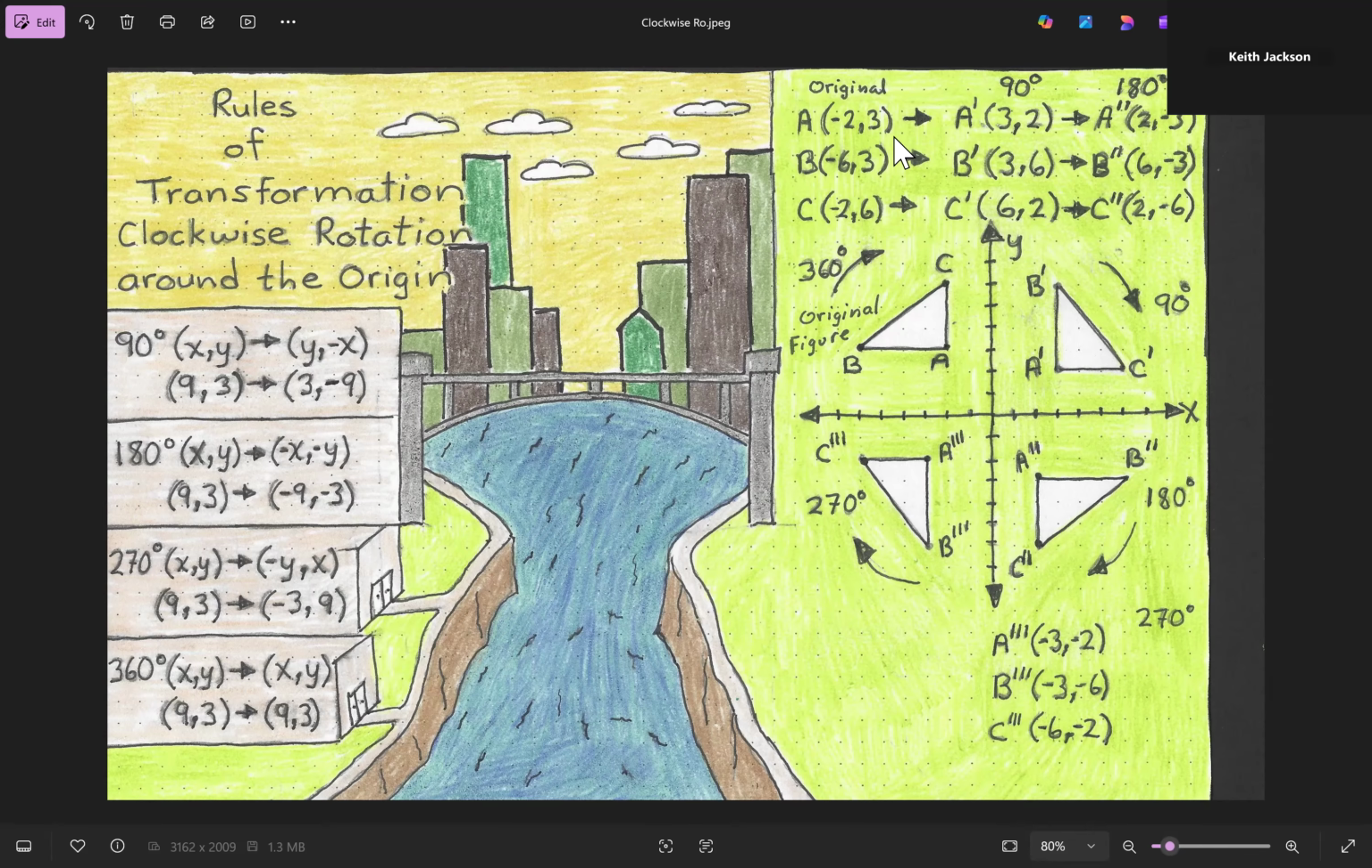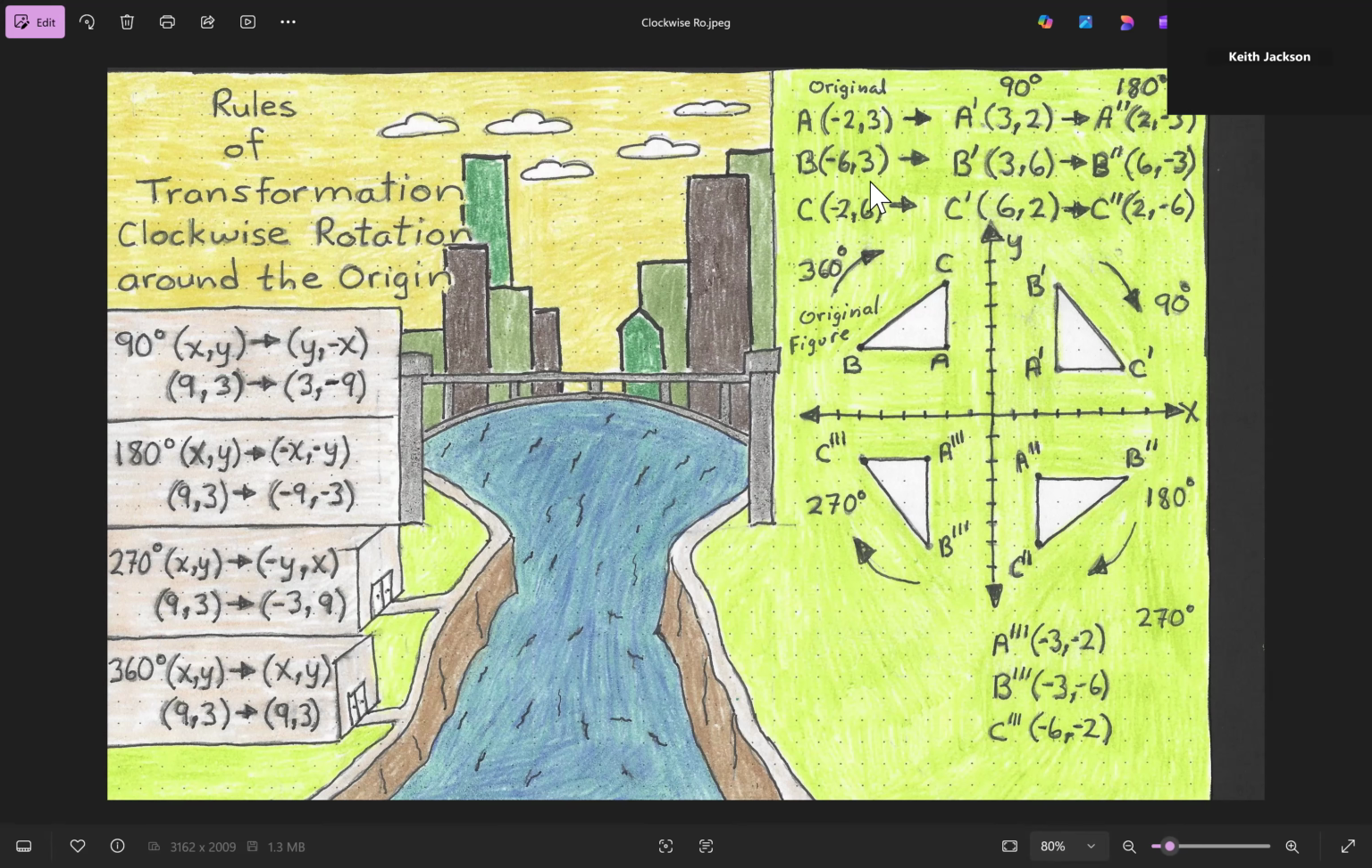And here's what's going to happen. A becomes A prime, which means that it would become 3, 2 that you see right here. B to B prime will become 3, 6, as you can see right here. And C to C prime would change to 6, 2 that you see right here. And so that is a 90-degree rotation around this origin right here.